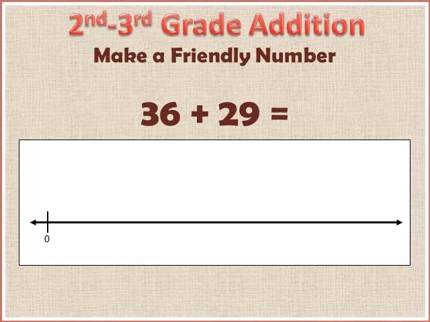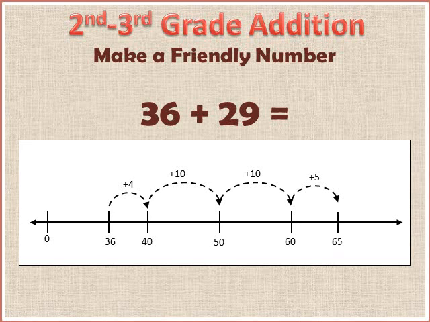So 36 plus 29, I want 36 to be a friendly number, so I start by getting it to be a friendly number by adding 4 of the 29. I get to 40. Now that means I only have 25 of my 29 left, so let's do a couple hops of 10. There's my 20. So now I only have 5 left to add, and there is my total of 65. Now this might work well for some students. This might not work well for all students, but it's a good tool to introduce, and it does lead nicely into that mental math. So showing students how that mental math works by making a friendly number.